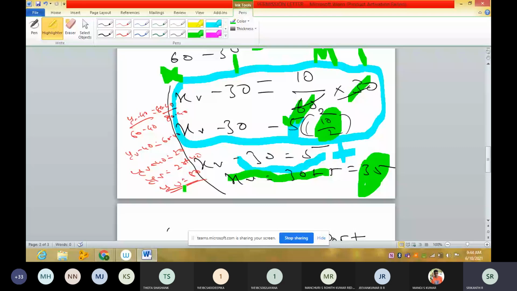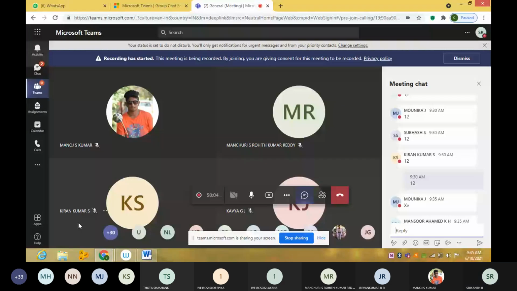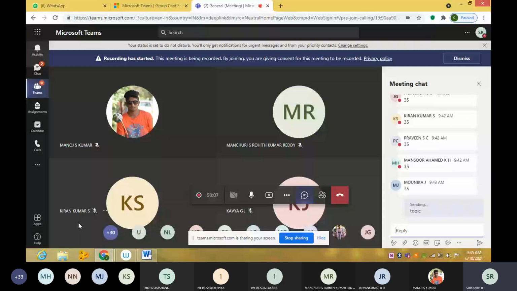Take the screenshot. Guys, is this topic understood? It is a 101% guaranteed question for the examination. Reply if the topic is understood. Shashank bhai. Others. Hey, if this topic is understood, 10 marks is yours.